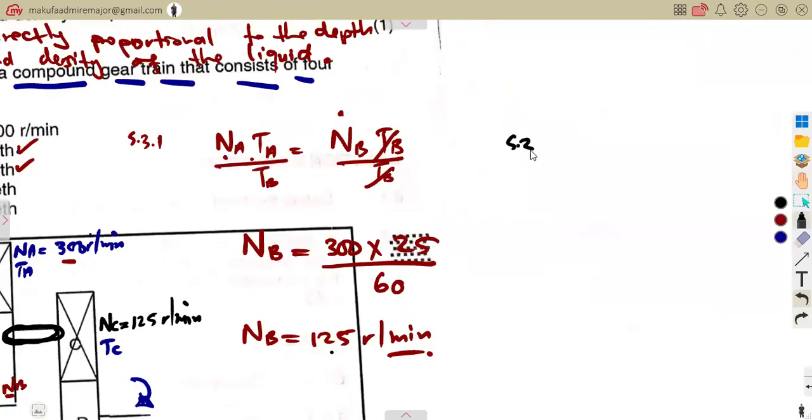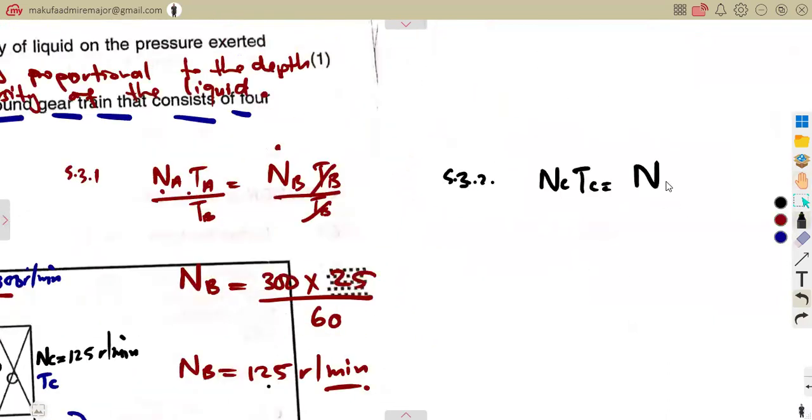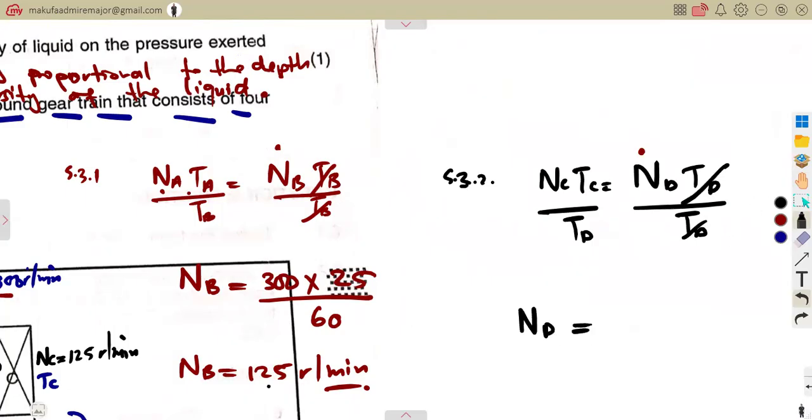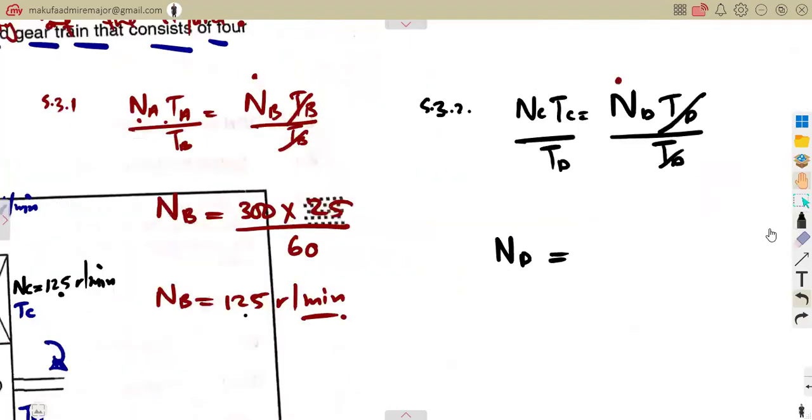So that's 5.32. So you're going to use NCTC is equal to NDTD. So that's it. What is it that you're supposed to calculate? That of the D, which is the driven. So divide by TD, divide by TD. So that's it. So that means our ND is going to be the speed at C. Remember, 125, same as the speed at B.